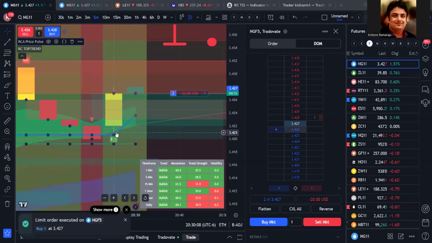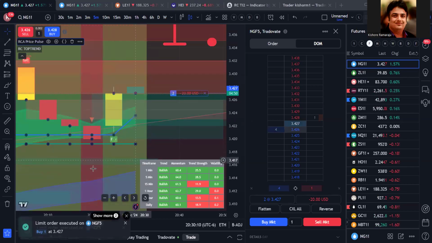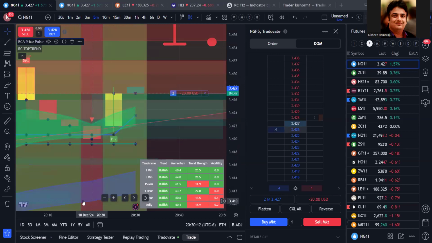Again, we got a buy signal for natural gas. Your clouds are green and blue. Your background is green. Your trend is green. Momentum is green. Everything is looking good. So we got a long.